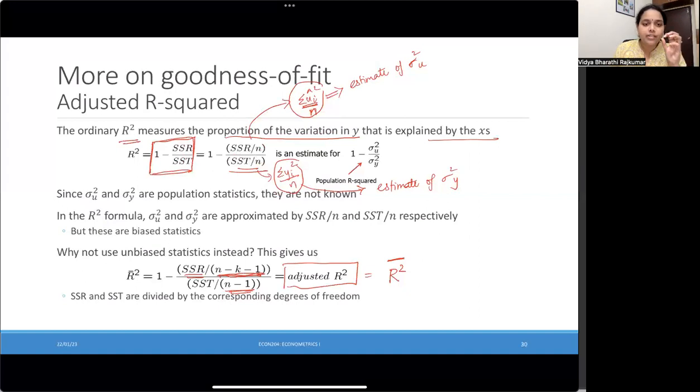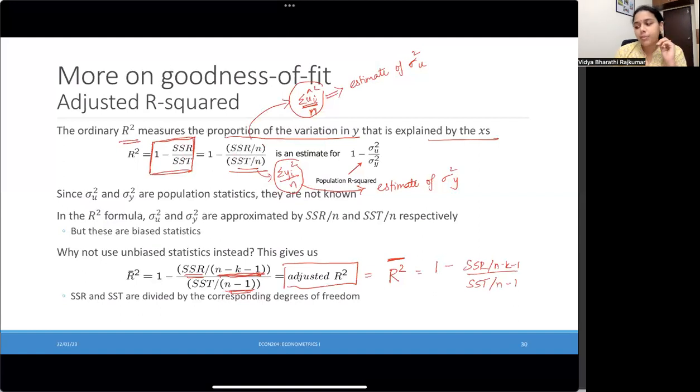And when I make this change to my R square expression, the resulting expression is called my adjusted R square. So my adjusted R squared is just 1 minus SSR by n minus k minus 1 divided by SST by n minus 1. And the adjusted R squared is generally written as an R squared with a bar on top. Now, what's the use of this R bar square?